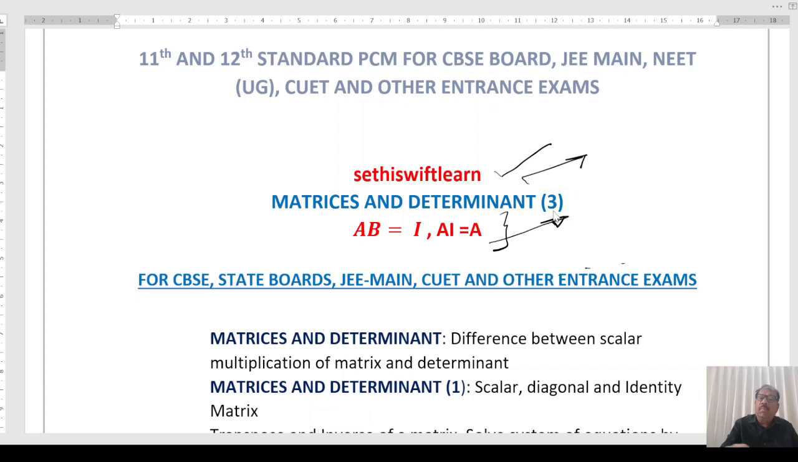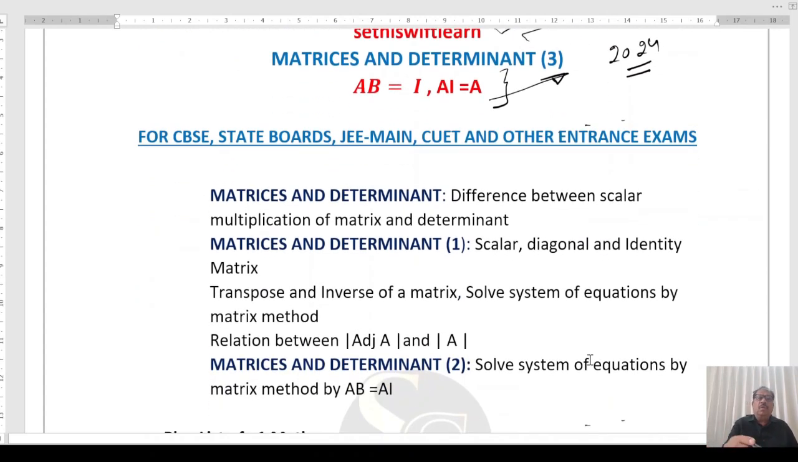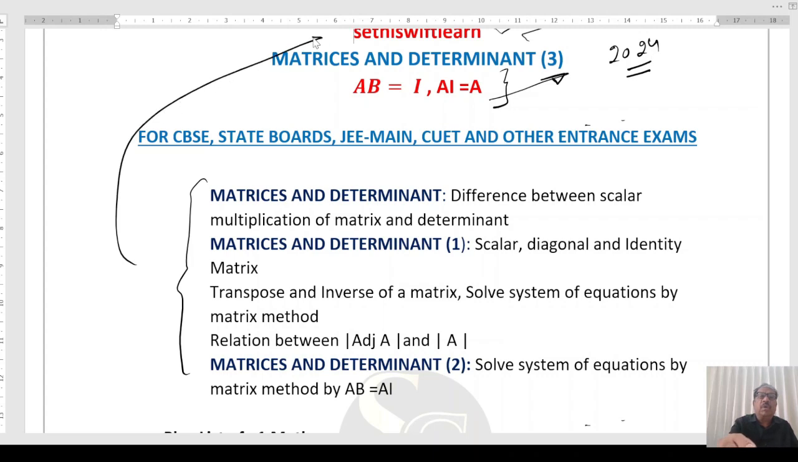Today's session, Matrices and Determinants: basic concepts and applications of these will be cleared using illustrations taken from JEE MAIN 2024. In the earlier sessions we have discussed all these topics, which are very important for CBSE board as well as for entrance examinations, which you can review on Statistics Learn.